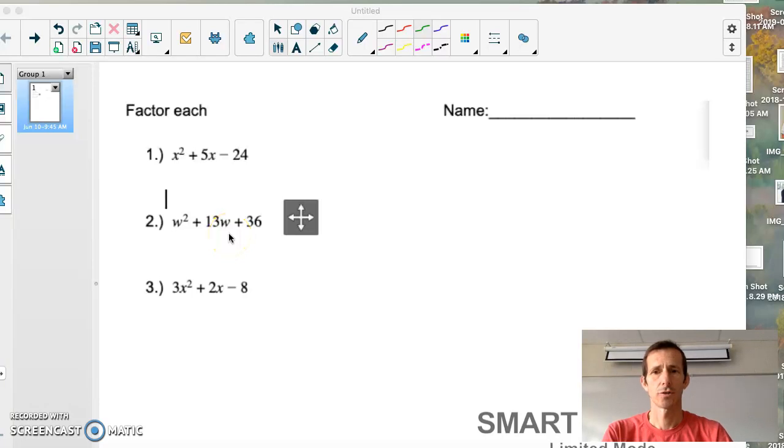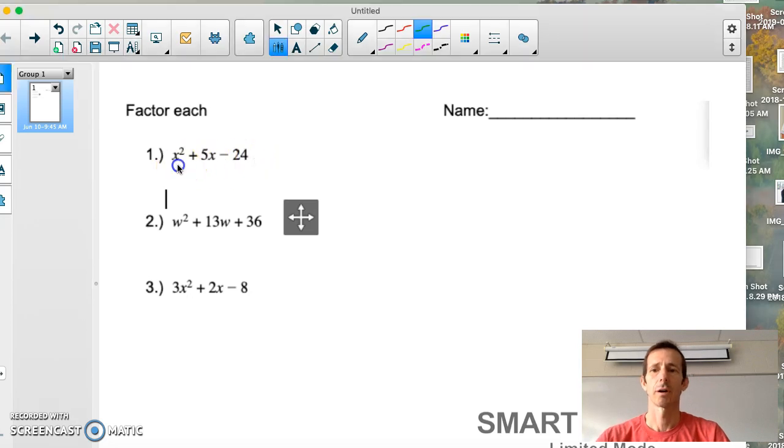All right, this is just a test, but we are going to attempt to factor these three trinomials. They are called trinomials because there are three terms: 1, 2, 3. And the general process, especially for these first two, is we're going to look at this last term, which is the constant term, and think about factors that multiply to equal negative 24 that can then add up to equal plus 5 in the middle.